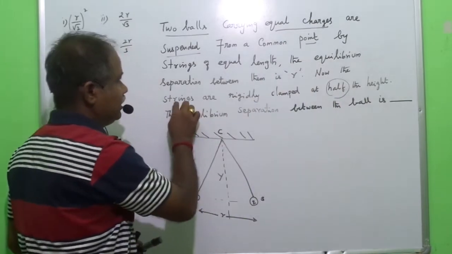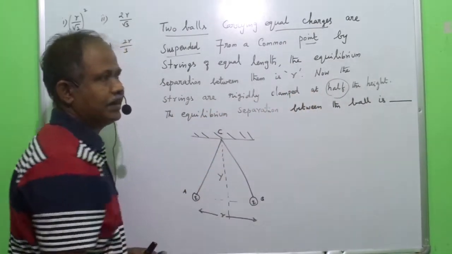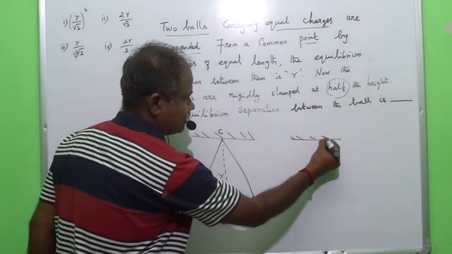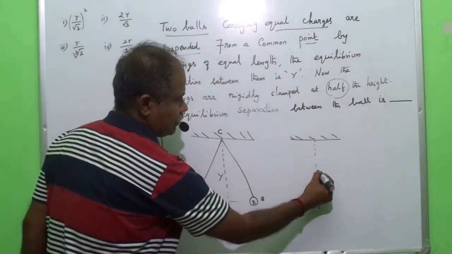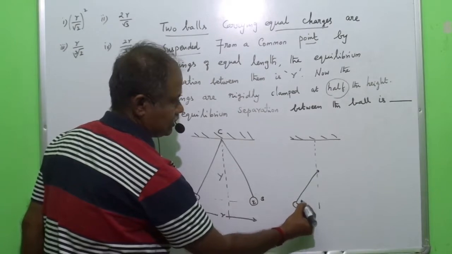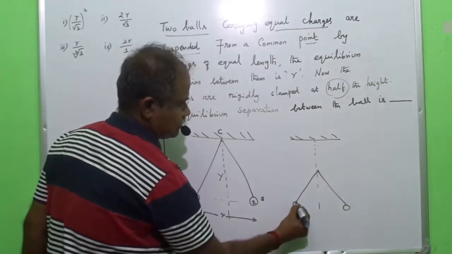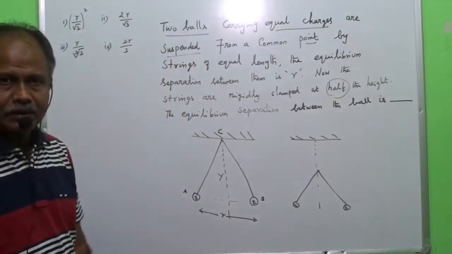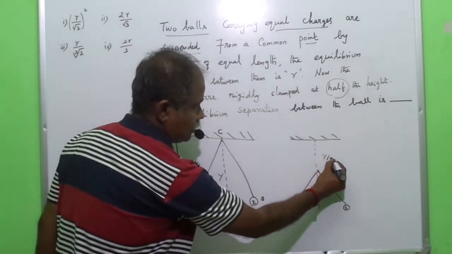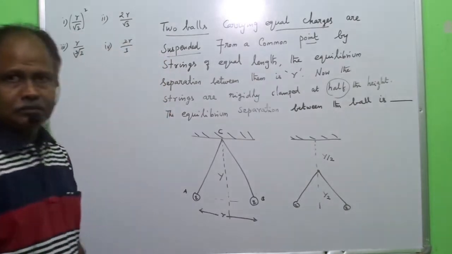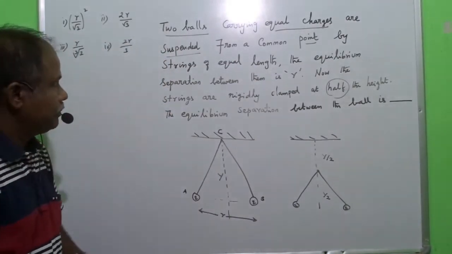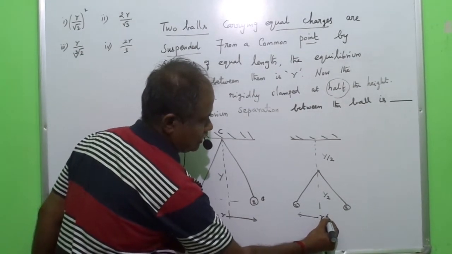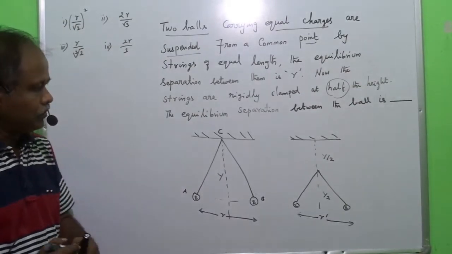Now the strings are rigidly clamped at half the height. Let's say this is the clamp we already placed, and this is the equilibrium position. Now I am fixing the point here. Another charge is placed on the string. This is a ball having charge Q, and this is another ball having charge Q. But this is at half the height, y by 2, and this is also y by 2. This is half height. The equilibrium separation between the balls, let it be R dash. They ask us to find the value of R dash.